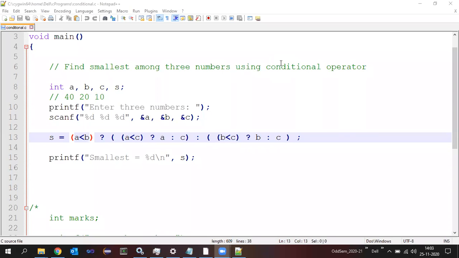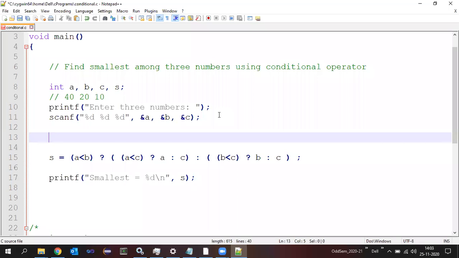Okay, so yesterday we were discussing the conditional operators, and we have studied that the conditional operator is one of the types of ternary operators, meaning it has three operands. The syntax of writing the conditional operator is: expression 1 question mark, expression 2 colon, expression 3 and semicolon.